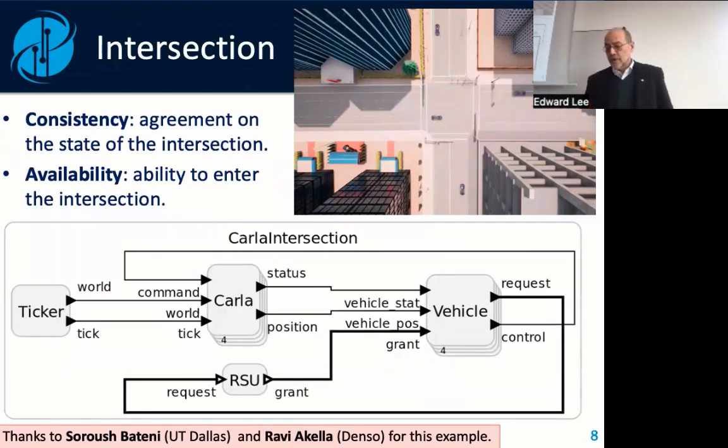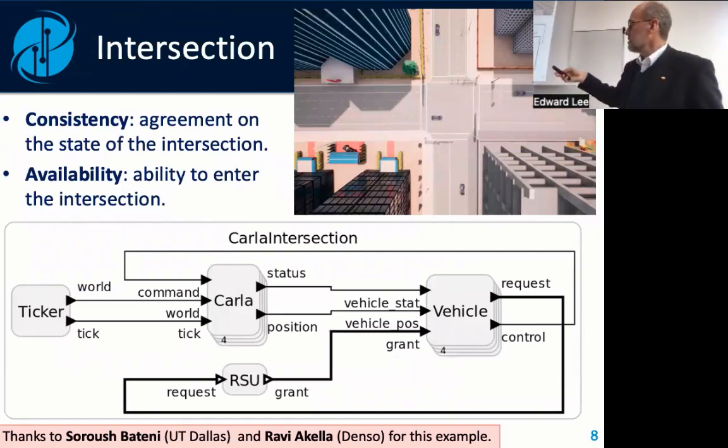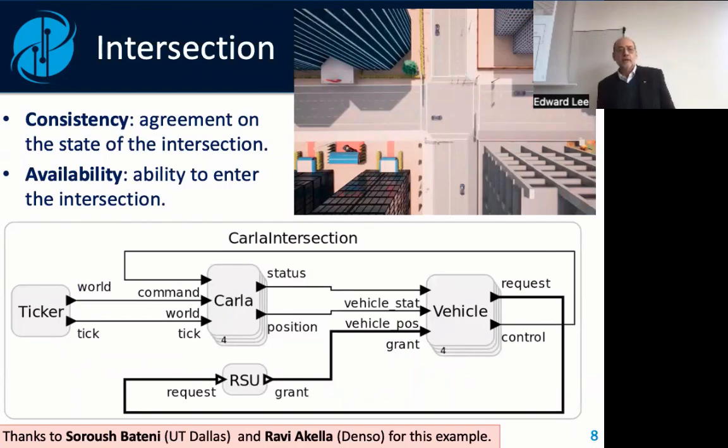Okay, so in this particular case, it's using an open source automotive simulator called Carla that generates these nice videos of what's going on. But in this test case, we've got 4 vehicles approaching a 4-way intersection, and a roadside unit that's mediating access to that intersection.